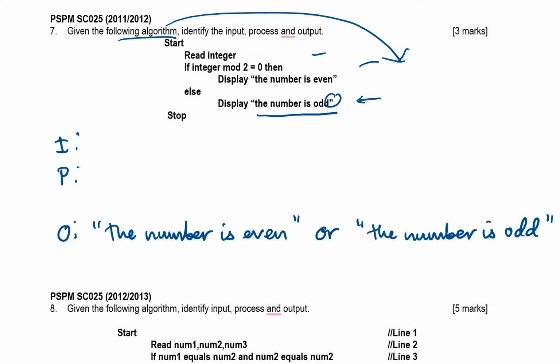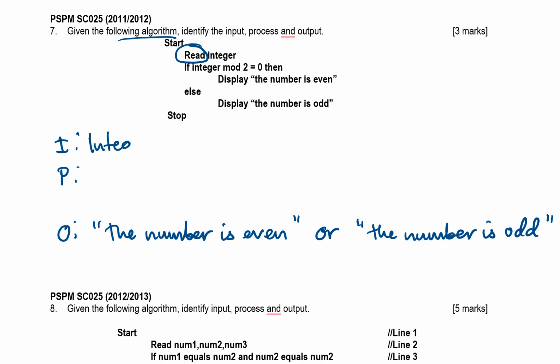Next, how about the input? The input is quite easy. If you can see in the pseudocode, if you have the word read or input or enter, it should be input. So the input is integer.